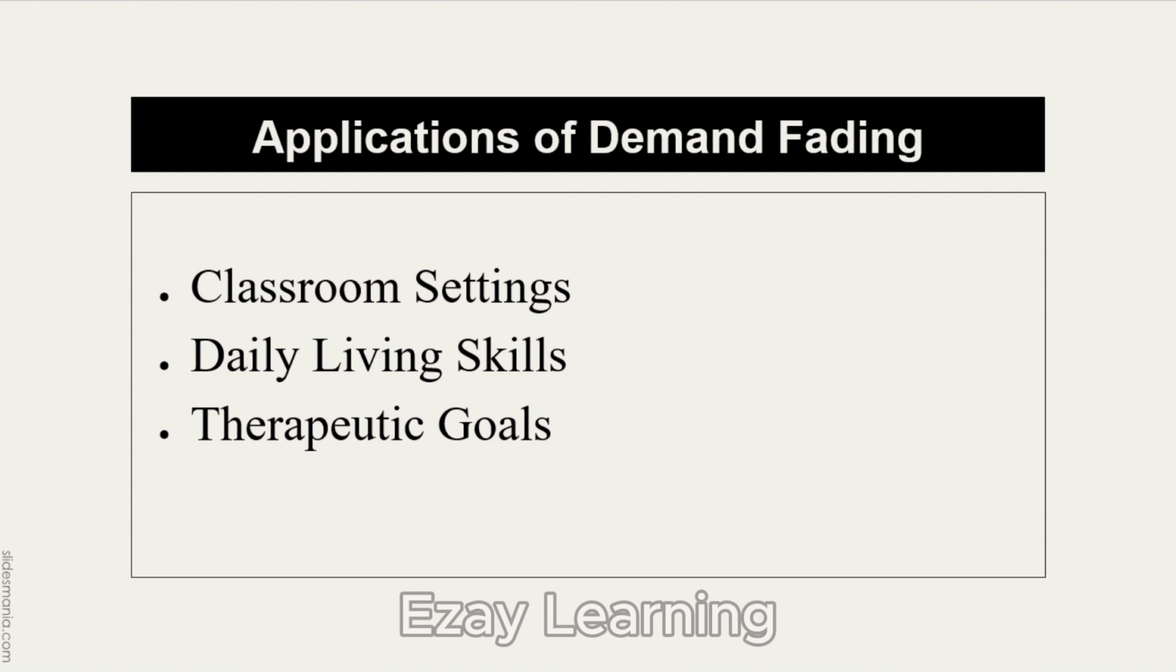Daily living skills. So, demand fading can be used in daily living skills and it can encourage independence in tasks like grooming, cooking, or cleaning. For example, starting with brushing one tooth, then gradually increasing until the individual brushes all teeth. And in therapeutic goals, demand fading supports individuals with autism or developmental delays to engage in therapy sessions or structured activities. Examples include gradually extending the time spent in a therapy session.